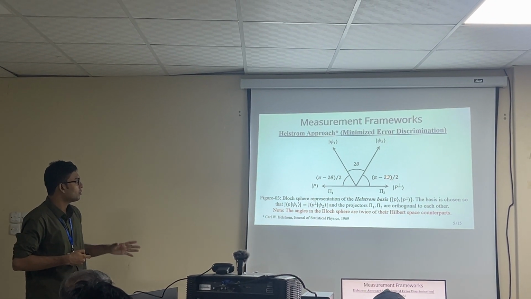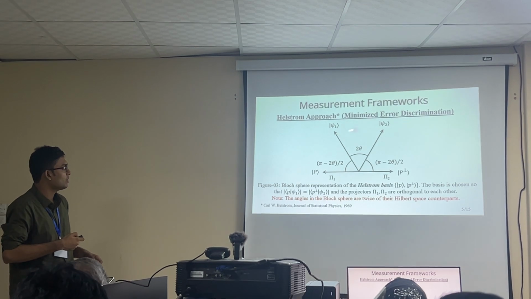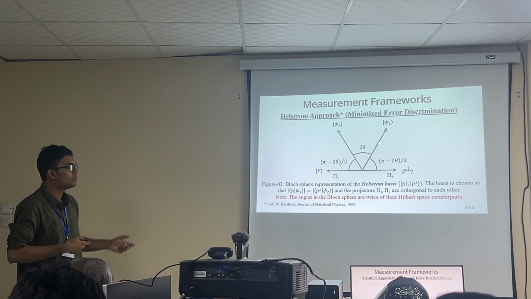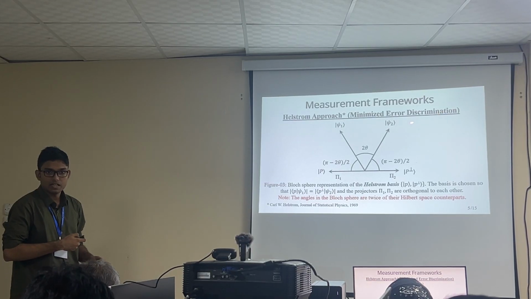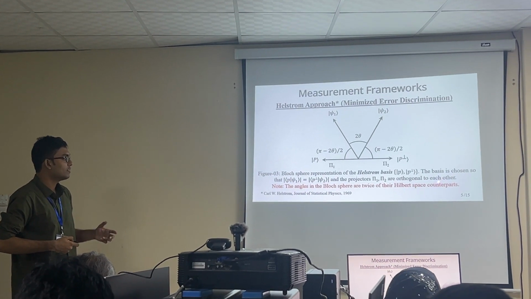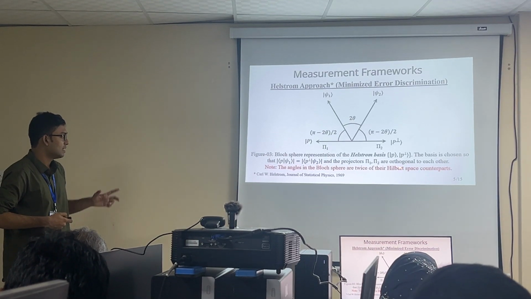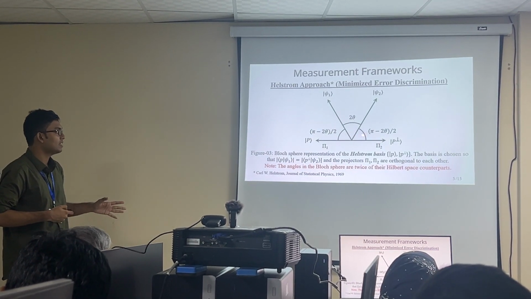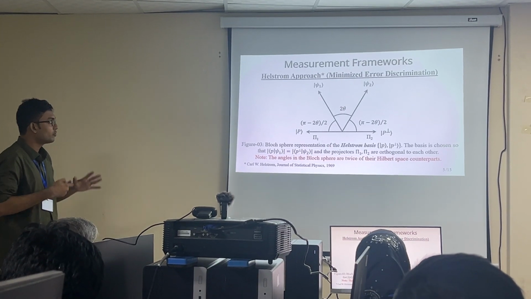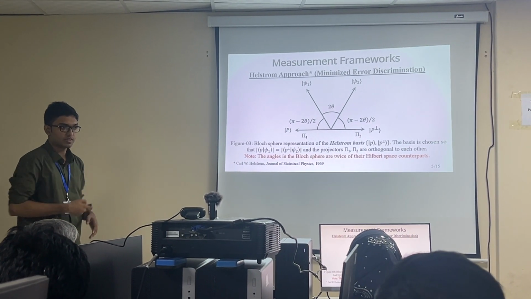What I want you to notice is the angle between Psi1 and Psi2, although referred to as theta before, in this slide we are calling it 2 theta. The reason being, the angles in the Bloch sphere are twice their Hilbert space counterparts. In this picture, we are seeing the Bloch sphere representation of these states, and I want you to remember that as we go along in the new slides.